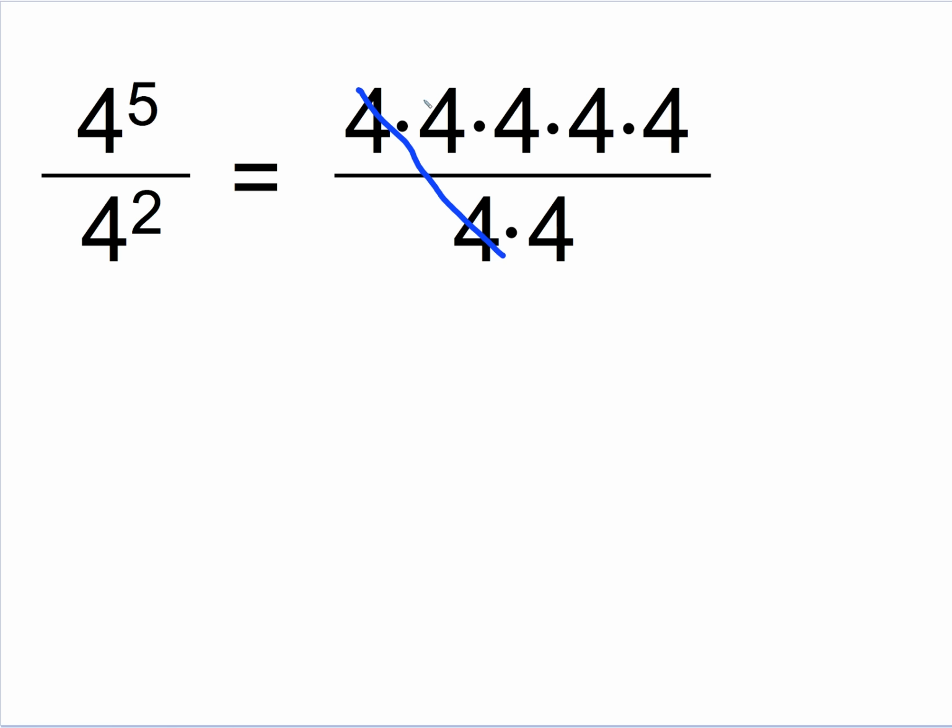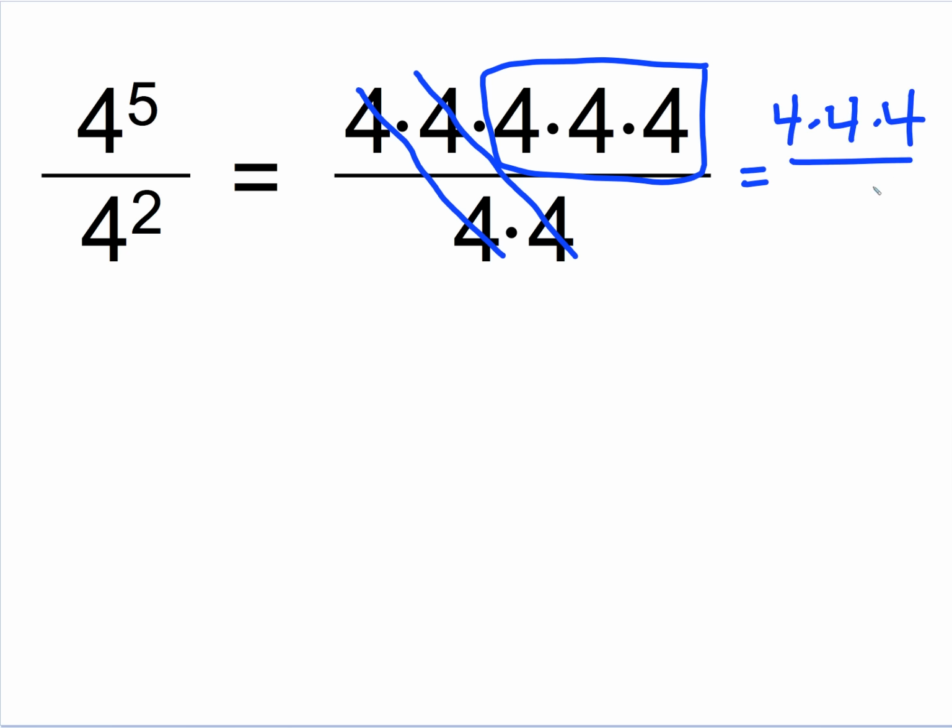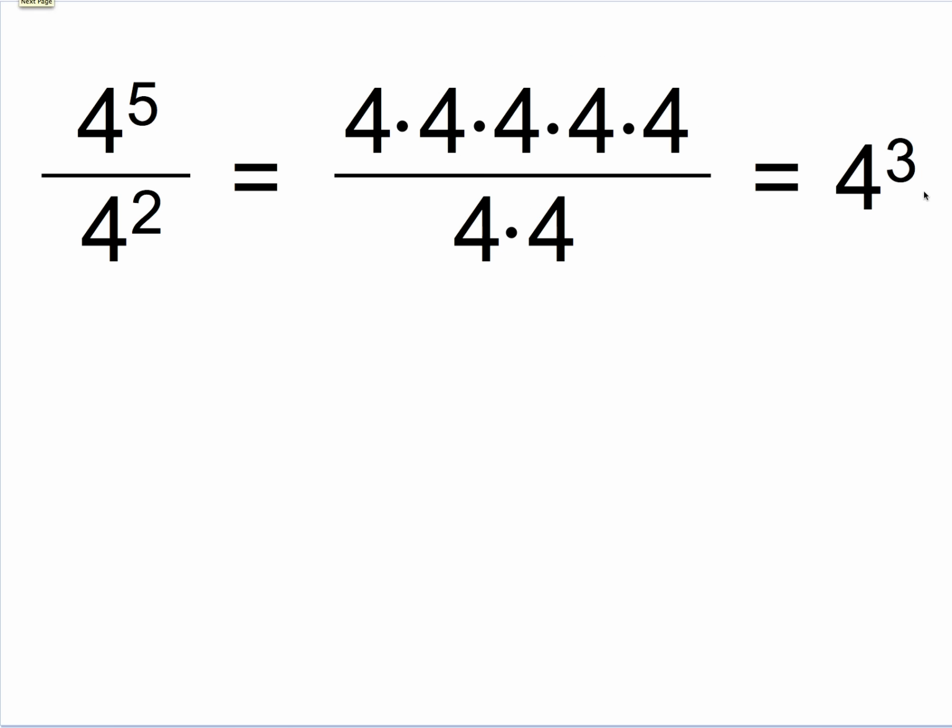So we could do that again. These 4's cancel. So now what we have is 3 4's in the numerator and nothing in the denominator. So that would be 4 times 4 times 4 in the numerator over, now remember when these canceled, they canceled to be 1's, and 1 times 1 would be 1. But anything divided by 1 is itself, so you don't need to write that. So all you would write is 4 to the 3rd power, because that's 4 times 4 times 4, which is what we had left here.